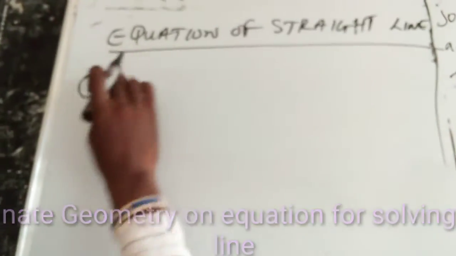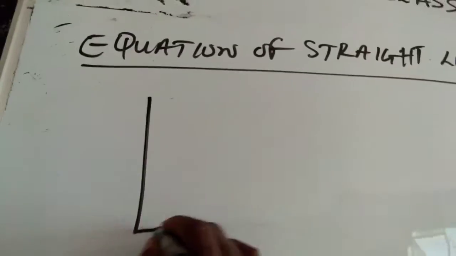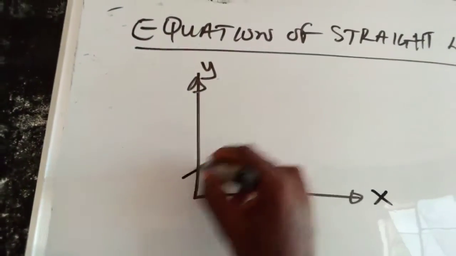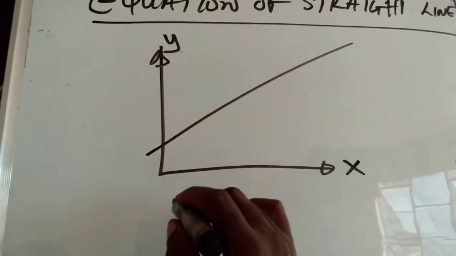Number 1. General equation of a straight line. You know what you mean by straight line? So to have the equation of a straight line, if you have your y and x axes, you have your straight line like this, and there is something we call slope.